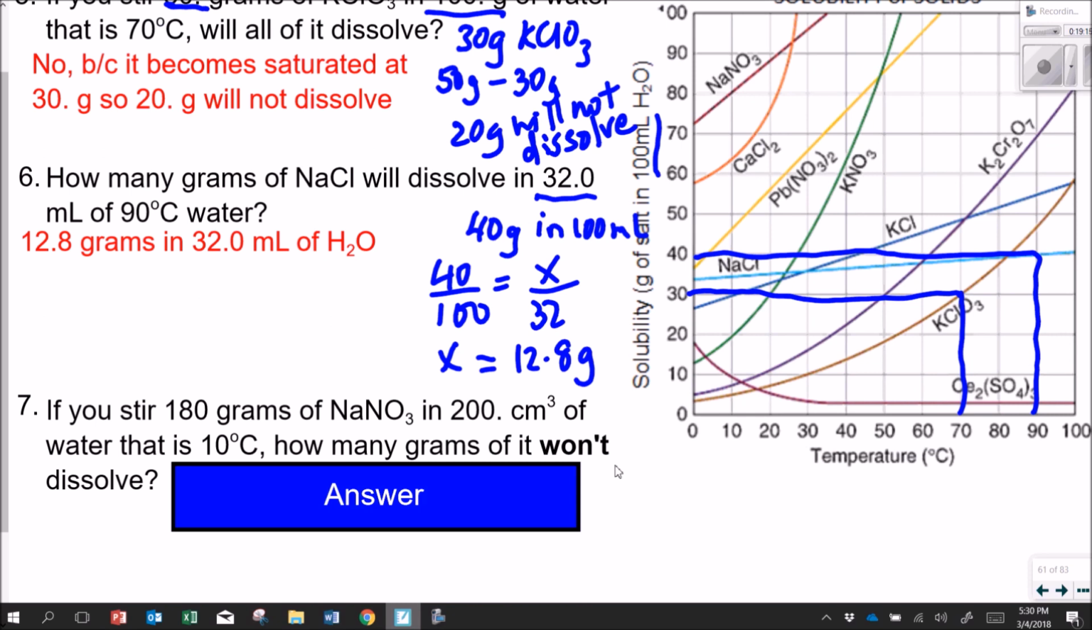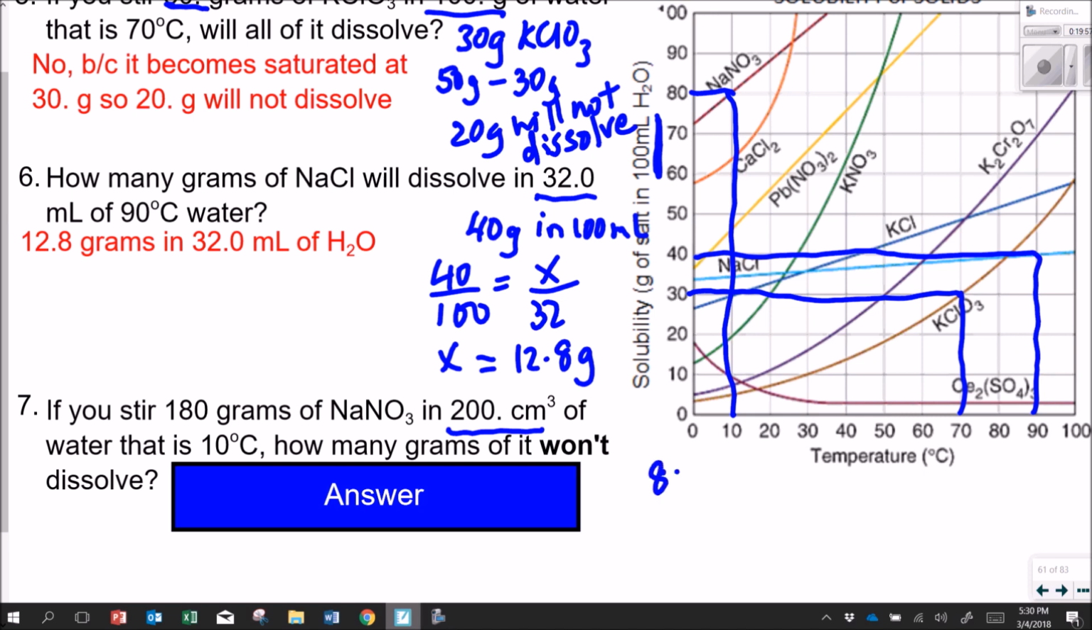Number 7, if we stir 180 grams of sodium nitrate in 200 cubic centimeters of water, that is 10 degrees Celsius, how many grams won't dissolve? So again, I check my amount of water. It is 200 cubic centimeters, and I only have 100 here. Again, cubic centimeters and milliliters are interchangeable. So I can check from my graph how much will dissolve in 100 cubic centimeters. So I go to 10 degrees Celsius, and I go to sodium nitrate, and I see that 80 grams will dissolve.